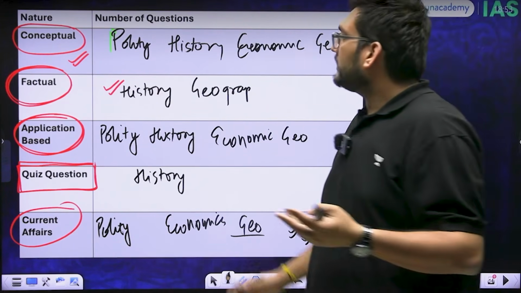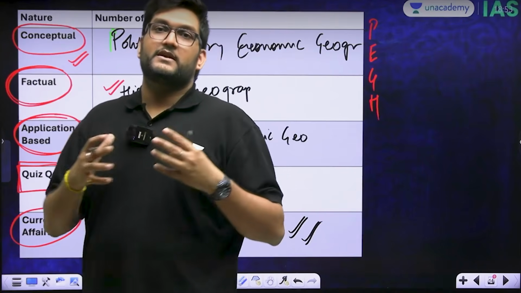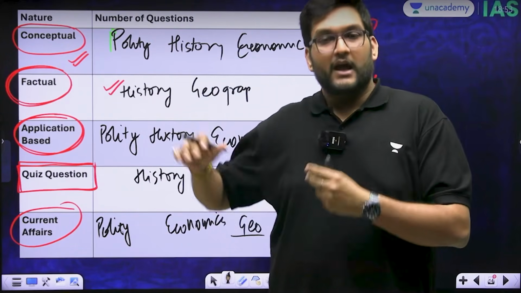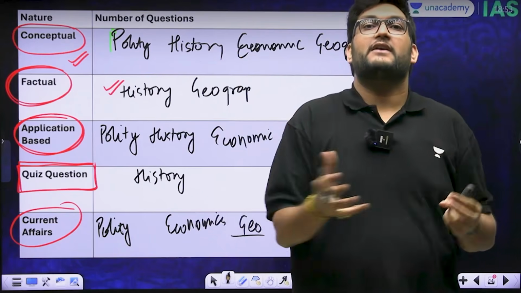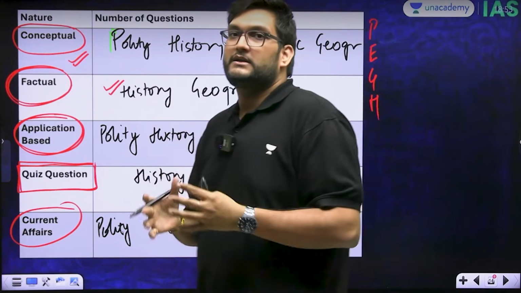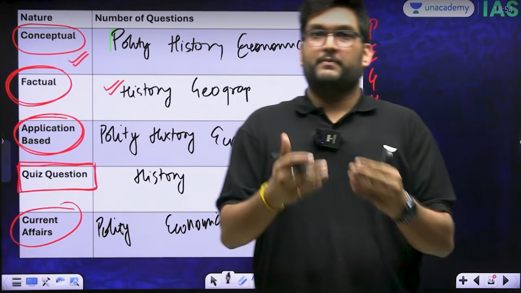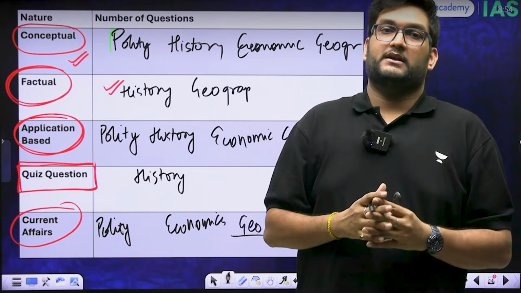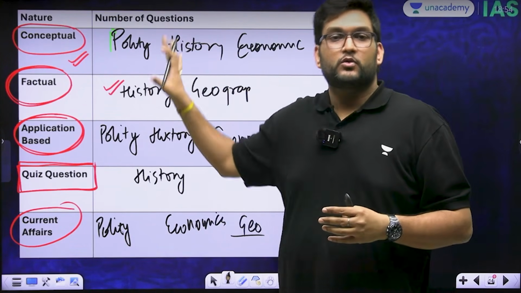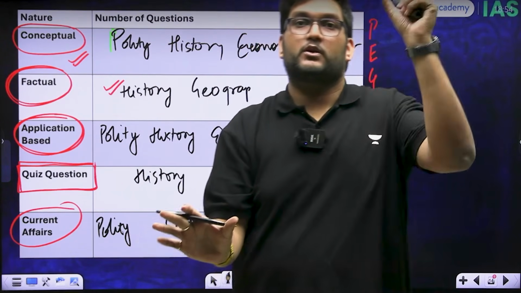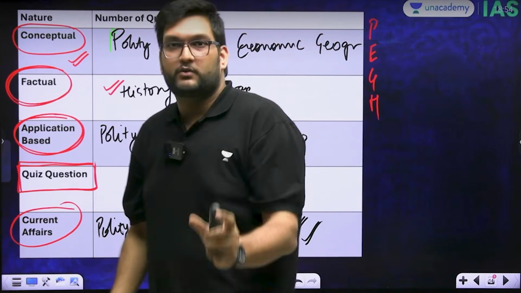So if you look at it, each and every paper has a certain nature and every subject has a nature. How did I come to this conclusion? Because I have analyzed the past 20 years and given you this conclusion. When you do previous year paper analysis, this is what is expected from you: that you should be able to conclude what is the nature of that subject, what are the types of questions which are coming, and how many questions are coming.